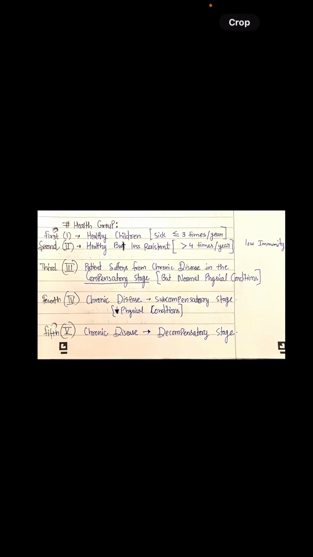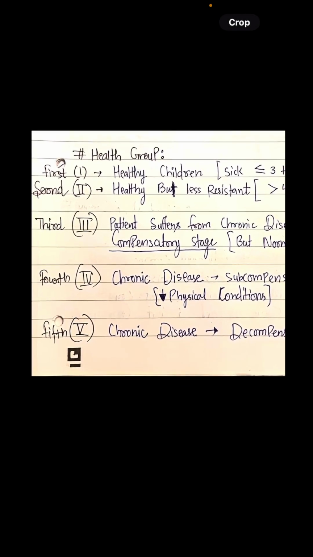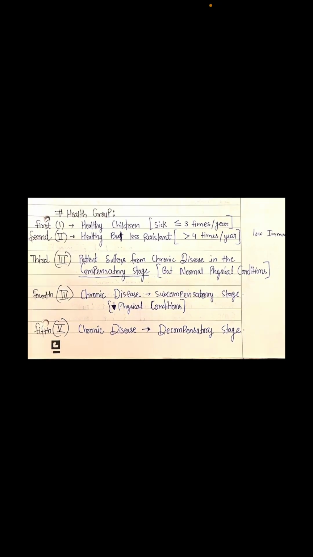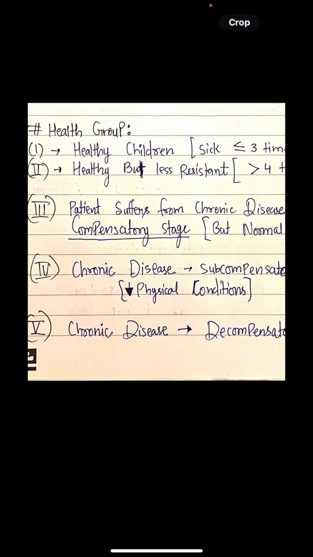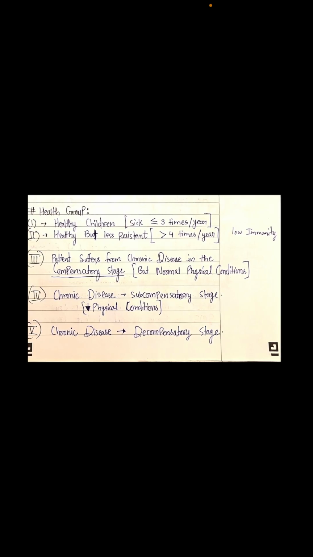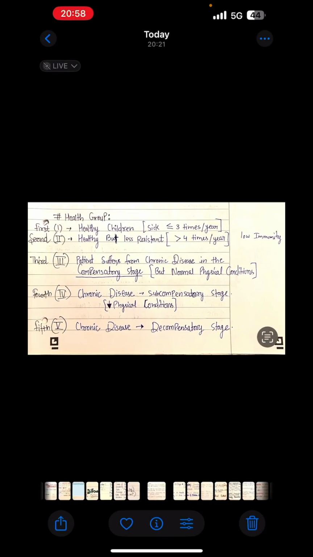Now the health groups. Ukraine has divided the health groups into 5 different groups. In the first group, there are healthy children who get sick less than or equal to 3 times in 1 year. So according to Ukraine, children who get sick just 3 times in a year are categorized as a healthy population. In the second category, the children are healthy, but less resistant, so they get sick more than 4 times a year, basically having a bit lower immunity than the healthy children of the first health group.